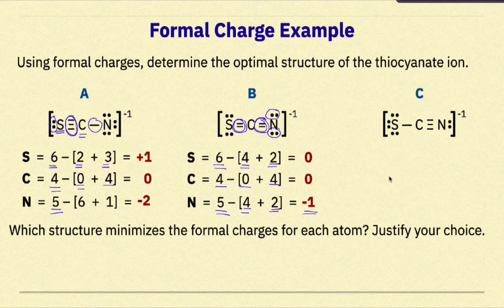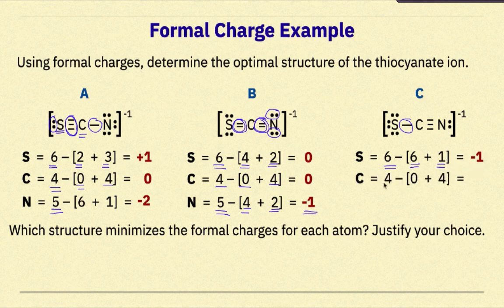Okay, let's look at structure C. Sulfur, 6 valence electrons. 6 electrons involved in lone pairs. 1 bond coming off of it. The formal charge for the sulfur here is -1. Carbon, not much changing here, still is going to be 0. And then nitrogen, 5 valence electrons, 2 electrons involved in lone pairs, 3 bonds coming off of the nitrogen, overall formal charge, 0.